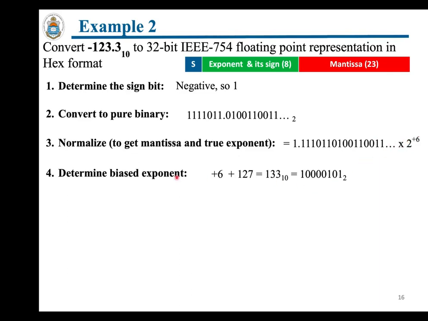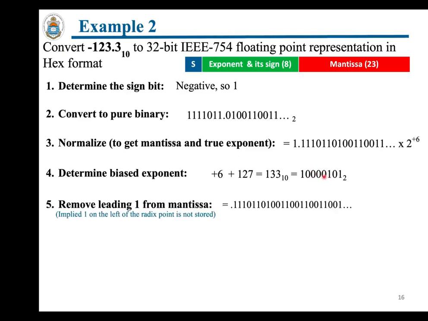The next step is to determine the biased exponent. The true exponent is plus 6. So we add 127 to get 133, and then we convert this 133 to 8-bit binary. So this is the biased exponent. So finally we need to remove this leading one from the mantissa, and this is the mantissa we need to store over here in these 23 bits.